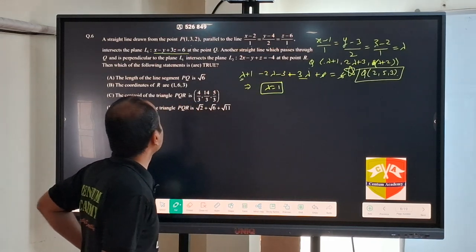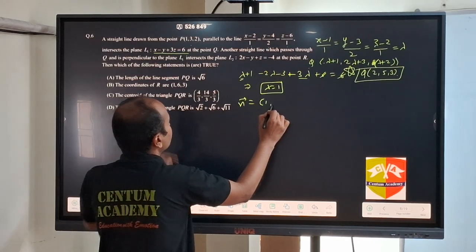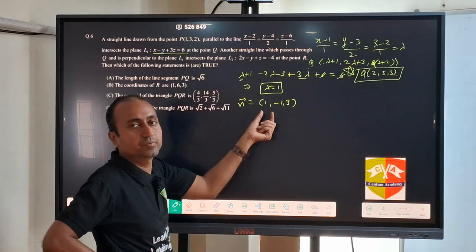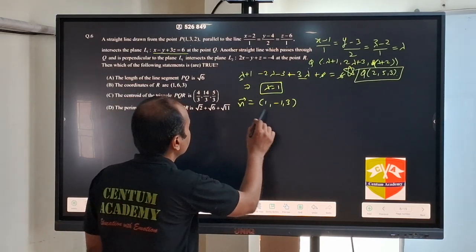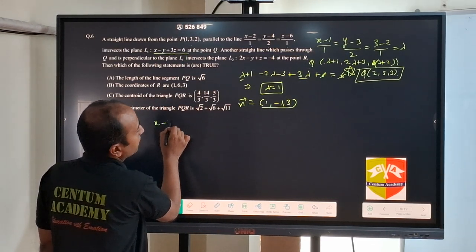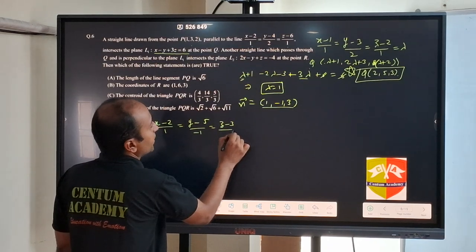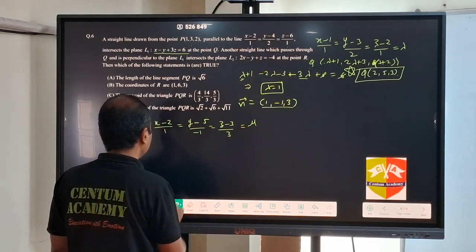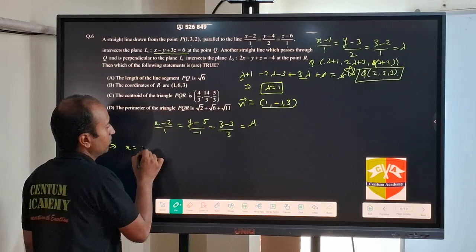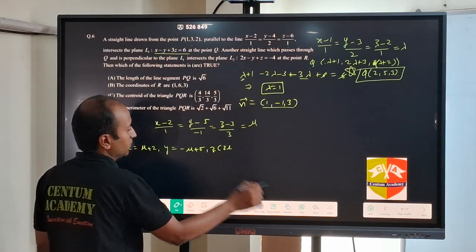Next is another straight line which passes through Q and is perpendicular to the plane. By the way, what is the normal vector to the plane N1? This is 1, minus 1, 3. And if a line is perpendicular to this plane, its direction vector will be this only. So the equation of this line passing through Q and parallel to this vector will be x minus 2 divided by 1 is equal to y minus 5 divided by minus 1 is equal to z minus 3 divided by 3. This time let me put it equal to mu. So, if I solve for x, y, z, my x will be mu plus 2, y will be minus mu plus 5, and z will be 3 mu plus 3.